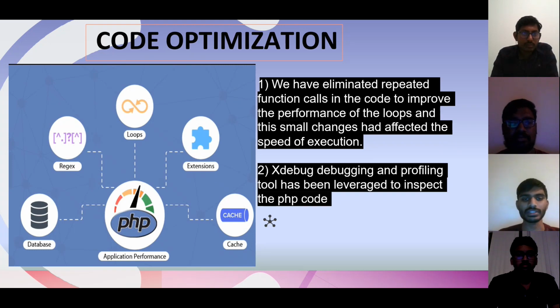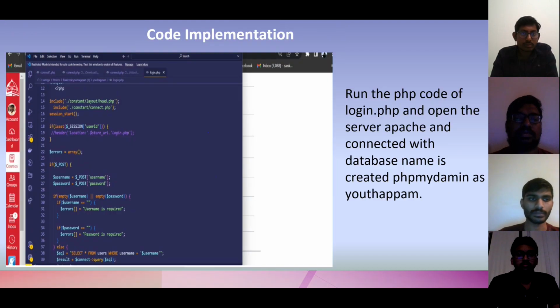While we are using the application, we may enter each item twice or thrice, because there are many people using the application. At that time, they may unknowingly enter an item which already exists. So this code optimization helps us to remove the duplicate items. And this debugging and profiling tool is leveraged to inspect the PHP code.